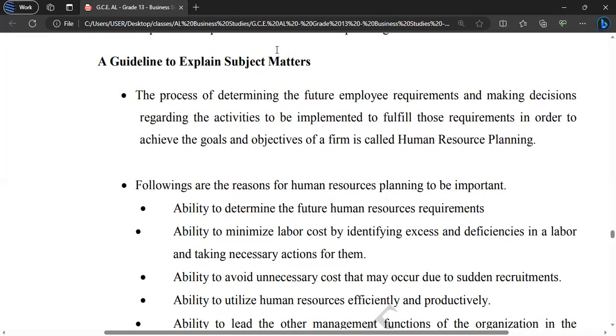That means, one, you are determining how many employees will be necessary in the future. And not only that, you are also making decisions regarding the activities to be implemented to fulfill those requirements. Why? In order to achieve the goals and objectives of a firm. That is human resource planning, right?